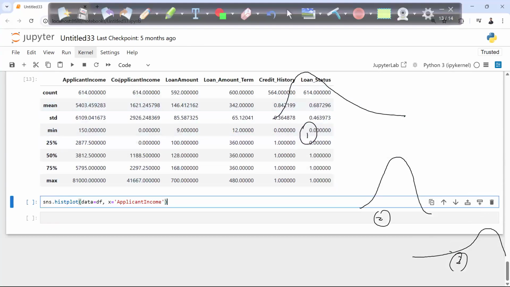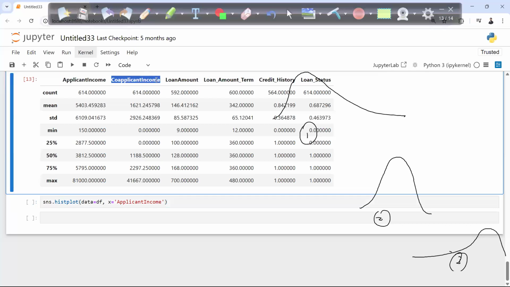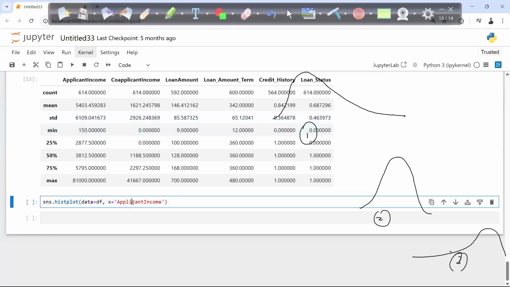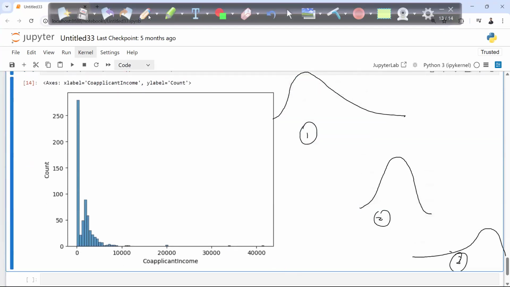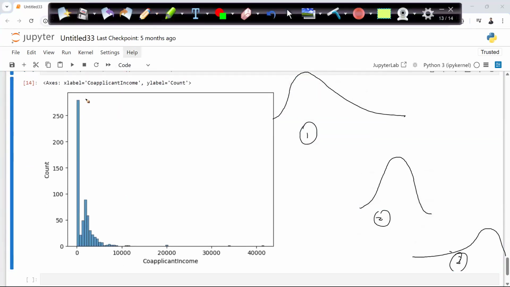This is my column. You can see a bit of outliers. Perfect.